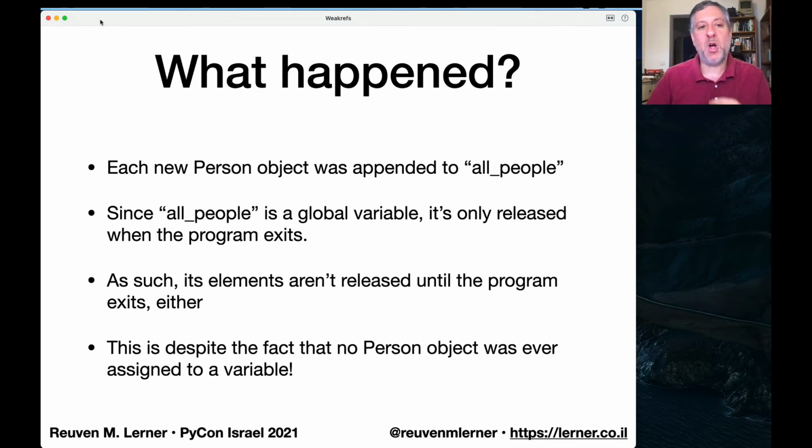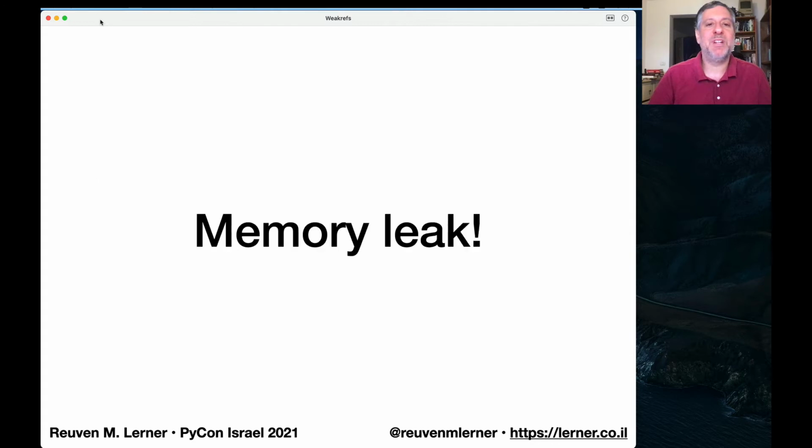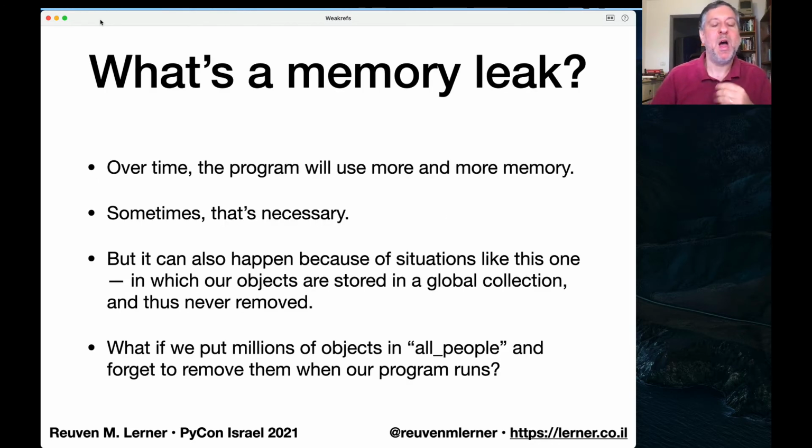So because all people is a global variable, it's only released when the program exits. Before that happens, it's not actually going to be released, which means if you don't clear out things in your global list, such as here in all people, you are going to have a memory leak. That's right. You're going to have a memory leak in your program. Over time, your program is going to use more and more and more memory as you have, in our particular case, more and more people that are stored there.